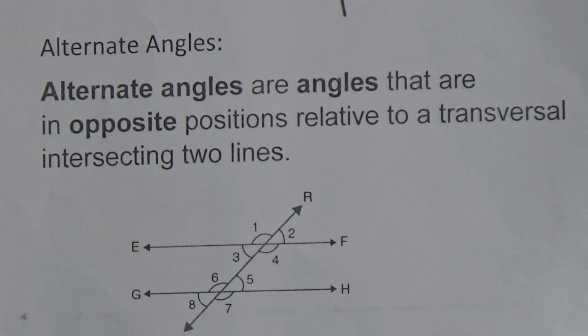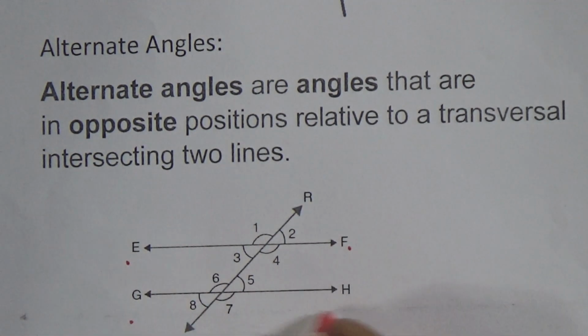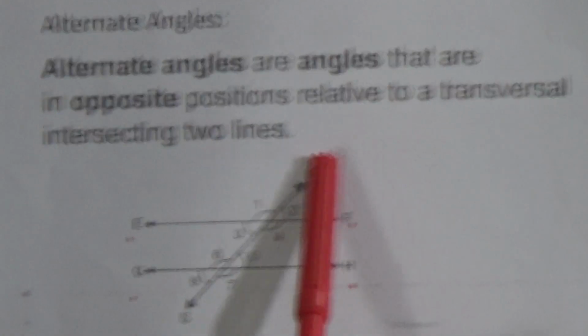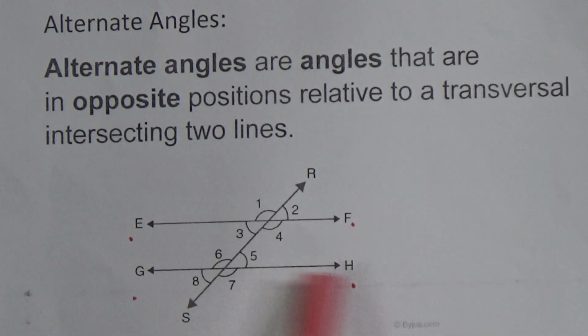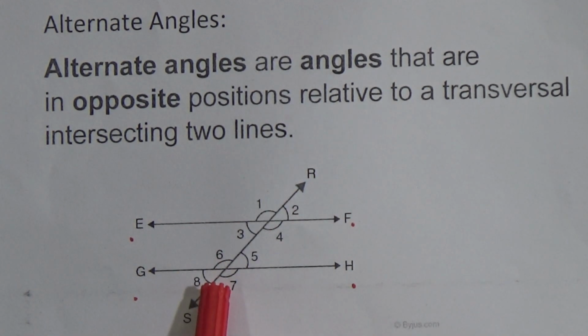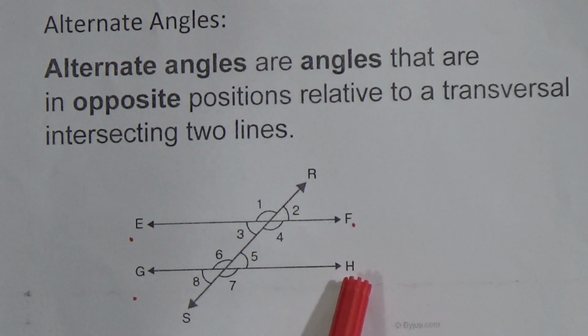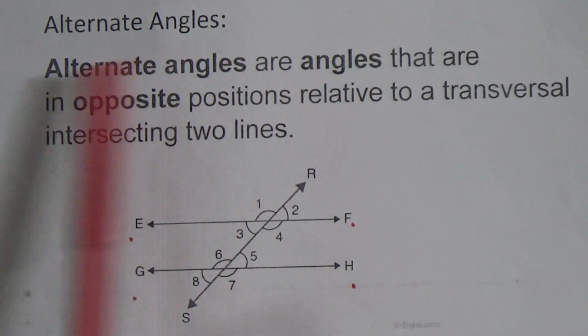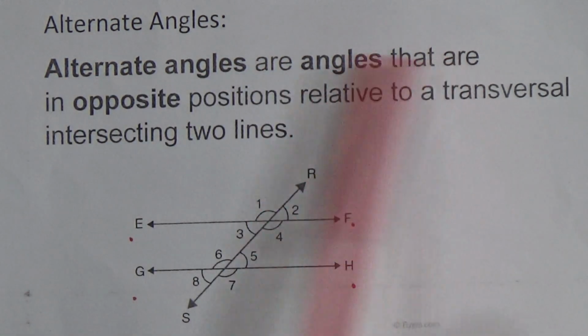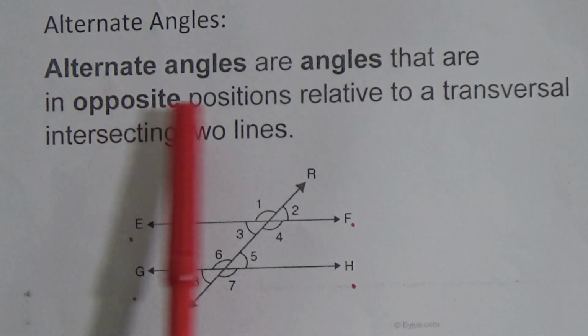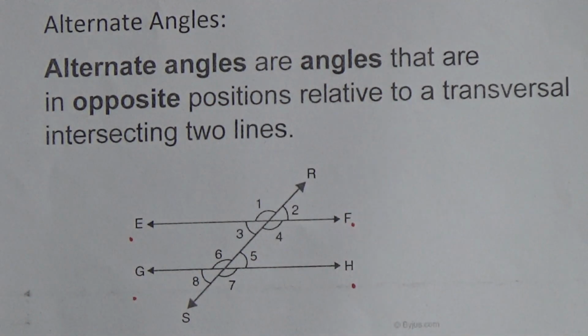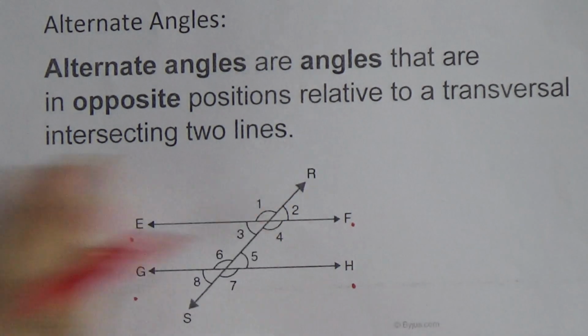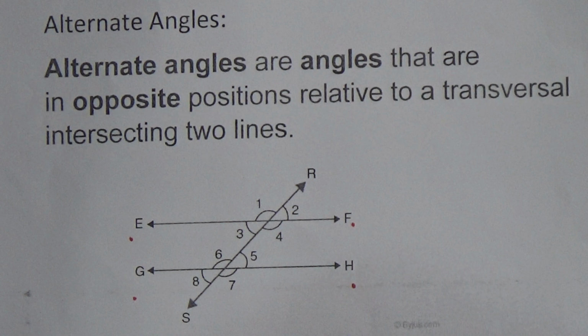It means here, if you see, EF and GH are two straight lines. The straight line RS intersects EF and GH at two different points. So RS is the transversal of the straight lines EF and GH. Here the alternate angles are the angles that are opposite in position relative to the transversal. It means relative to the transversal, the angles which are opposite are known as alternate angles.